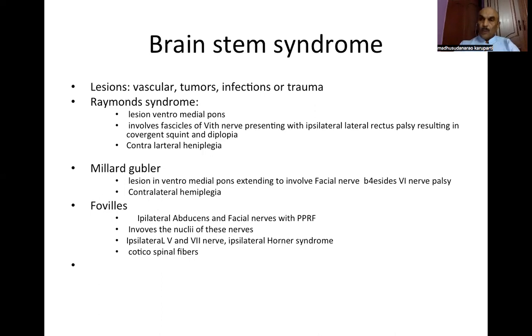and is associated with contralateral hemiplegia. So Foville syndrome is associated with a little more extensive lesion involving the nuclei of the abducens nerve, facial nerve, and trigeminal nerve, and the sympathetic chain, and also the PPRF, presenting with the spectrum of manifestations described earlier. This is Foville syndrome.